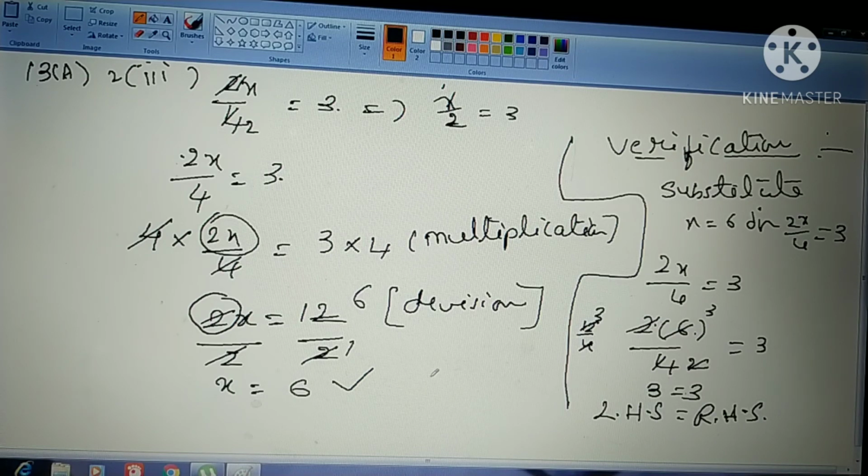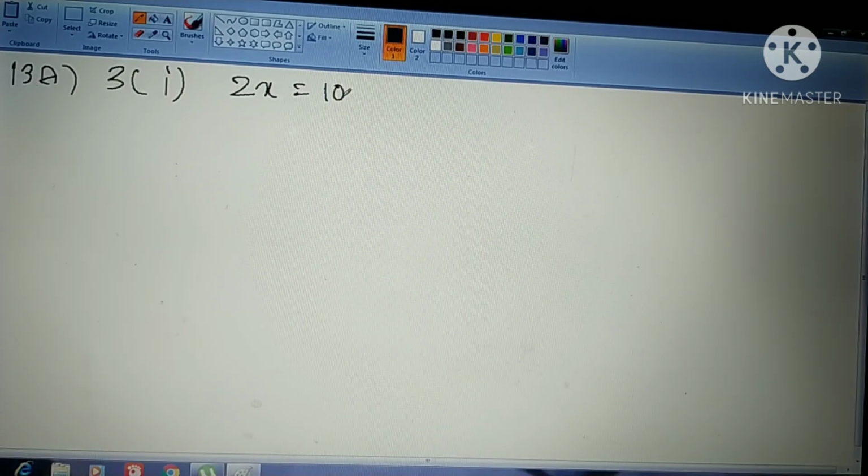Understood? Okay. So the next problem is the first one, 2x equal to 10. So here 2, what is it doing? It is multiplying here. Now to eliminate this one, we have to divide with 2. Then only we can remove this 2 here. Okay, 2x by 2 equal to 10 by 2. What is the operation here? Division.